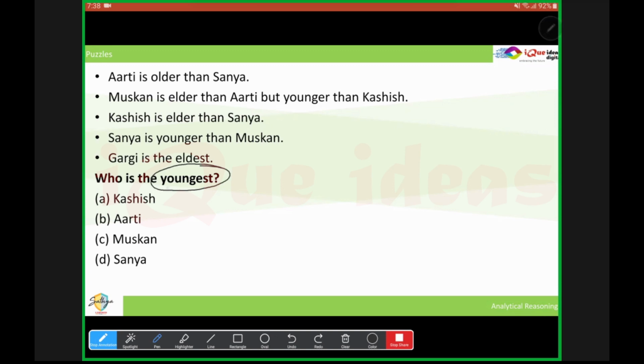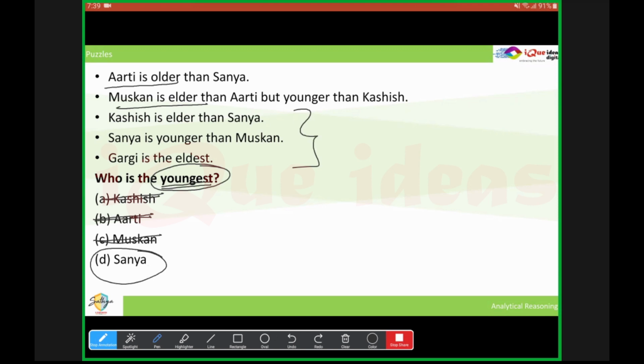So, if I want to identify the youngest person in the group, the first one says Aarti is older than. So, Aarti cannot be the youngest person because Aarti is older than somebody. Muskan is elder than. So, that means Muskan also cannot be the youngest. And if Muskan is younger than Kashish, then Kashish also cannot be the youngest. So using the first two clues itself, I have eliminated three out of the four options. I don't even need the remaining three. For this particular question, I just have the first two clues as enough data to identify that the youngest one is Sanya in this group.